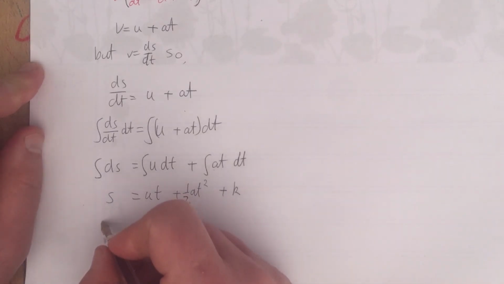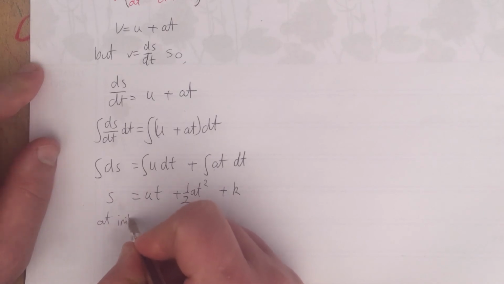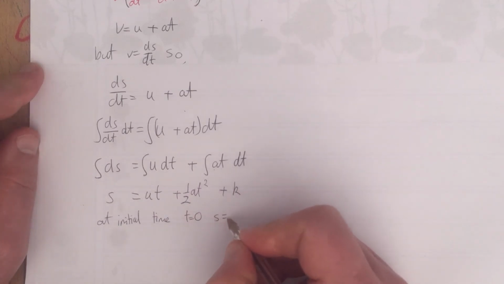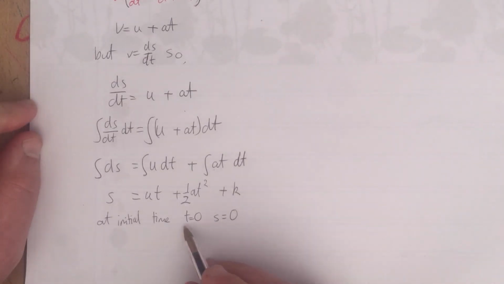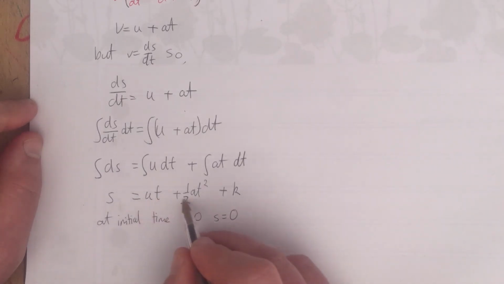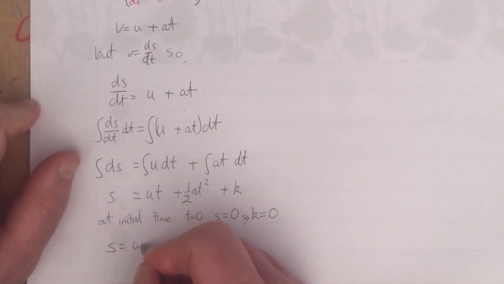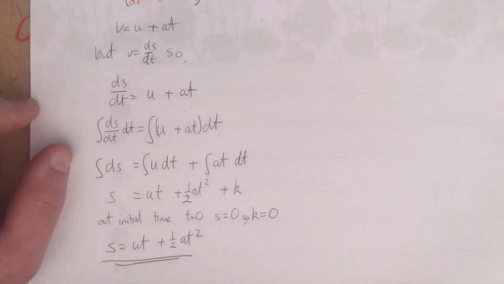But remember, at the very beginning, if we apply the initial conditions, at the initial time, which is t equals 0, the displacement from the starting point has got to be 0, because we're starting off at 0. So if time is 0 and s is 0, this is going to end up being 0, this is 0, this is 0, therefore our constant also has to be 0, so it can be taken out, and we're left with s equals ut plus a half at squared, and that's our proof.